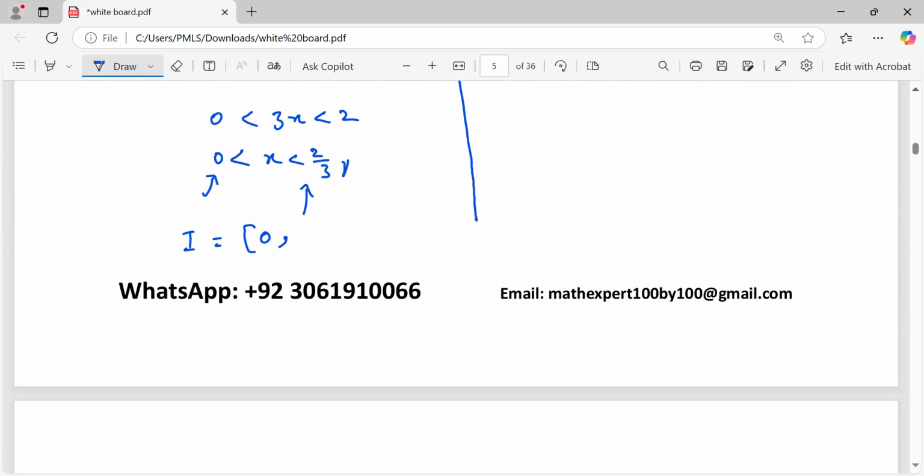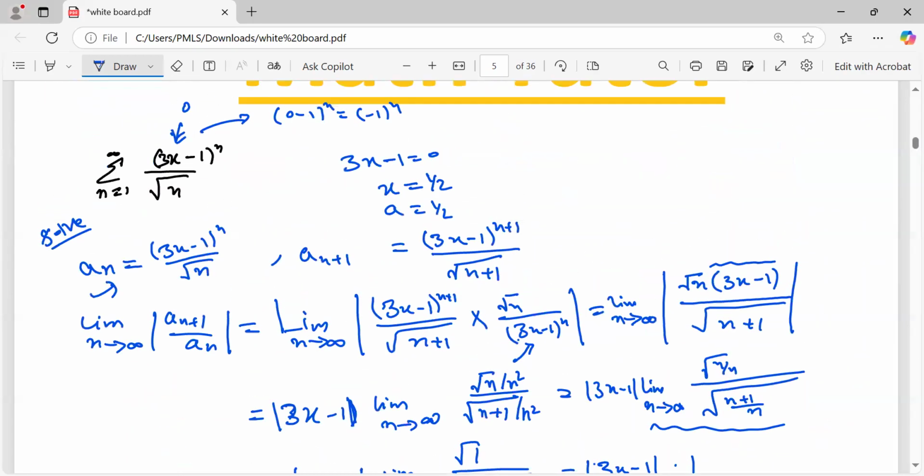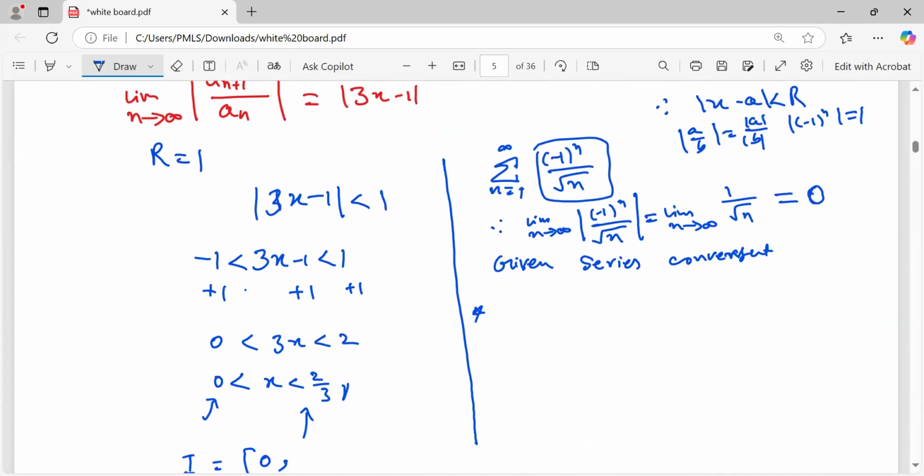So when we put 2 by 3 in this series in place of x, see what it will become: 2 by 3 minus 1, raised to power n. The 3 will cancel out, and 2 minus 1 will be equal to 1, raised to power n. So the series will become the summation from n equals 0 to infinity of 1 raised to power n over square root n. And we know that 1 raised to any power is equal to 1, so this will be written as the summation from n equals 0 to infinity of 1 over square root n.